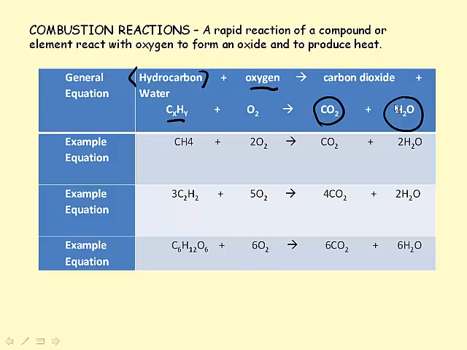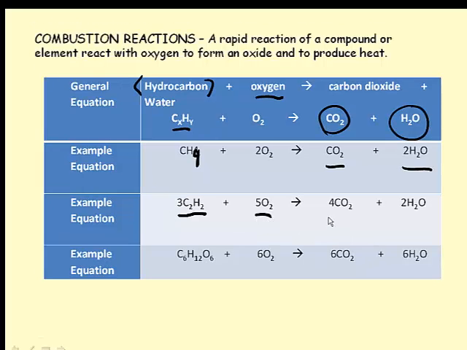Okay, so here's an example. Methane reacts with oxygen to produce carbon dioxide and water. We have another example of a hydrocarbon, and oxygen produce carbon dioxide and water again. There's our carbon dioxide and water, always the product of a combustion reaction. When you burn something, you get carbon dioxide and water.